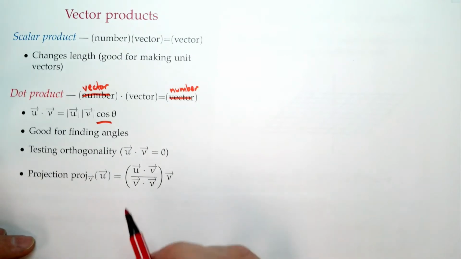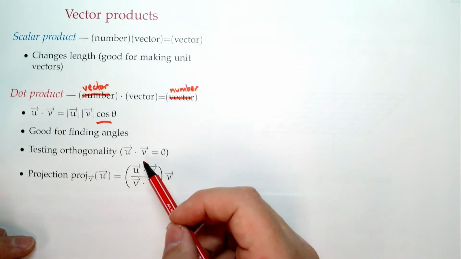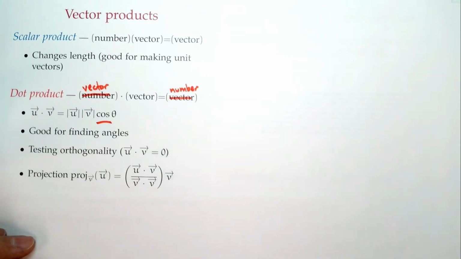What else can we do? We can test orthogonality, because two things are orthogonal if and only if their dot product is 0. And we can do projection. Projection says, I have two vectors, u and v, and I ask, how much of u is parallel to v? In other words, I can think of breaking u up into two things: one thing that is some multiple of v, and another thing which is perpendicular to v. And this says what is parallel to v. So it's u dot v over v dot v times v.